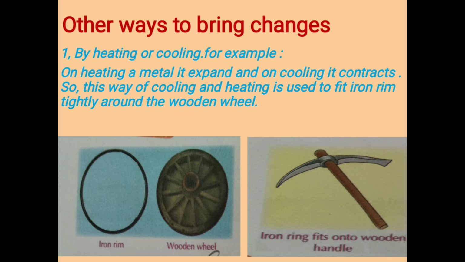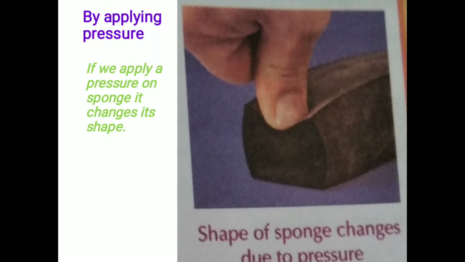So these are the types of changes that we see around us. Besides these changes, there are other ways also to bring changes around us. Other ways to bring changes are by heating or cooling. For example, on heating a metal, it expands, and on cooling, it contracts. So, this way of heating and cooling is used to fit an iron rim tightly around a wooden wheel.